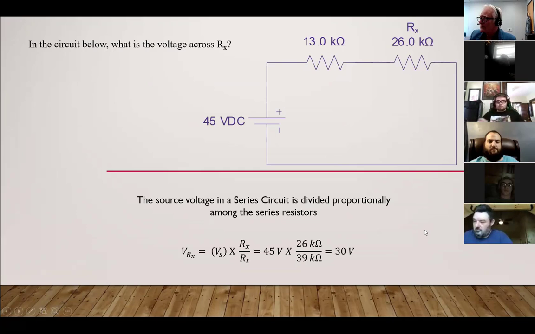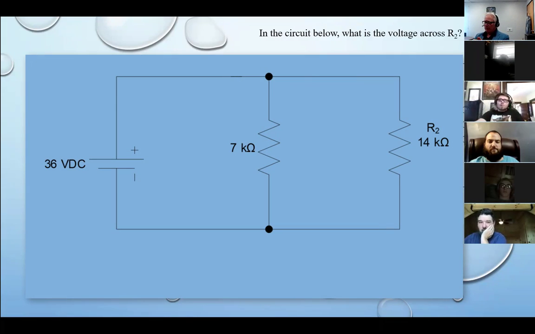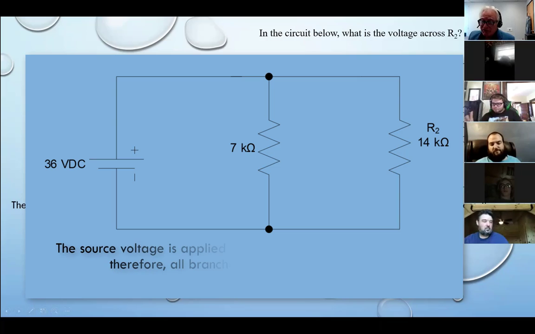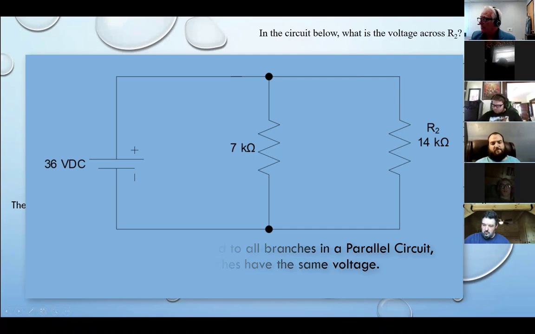All right. What's the voltage across R2 in this one? Should have had the answer by now. 36, because it's in parallel. What's the voltage across the other resistor? 36. Okay. Because one of the characteristics of parallel circuits is that the source voltage is applied to all the branches. All of these are tied directly to the source. Therefore, all the branches have the same voltage.